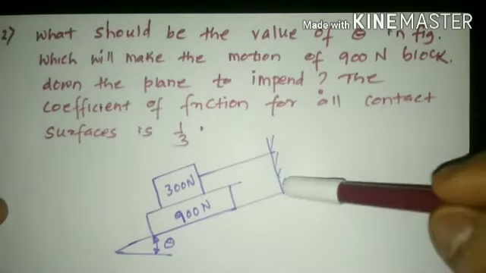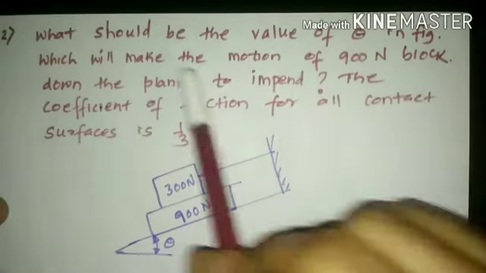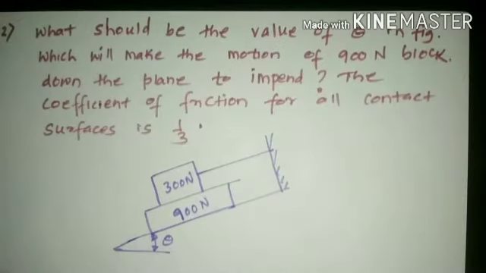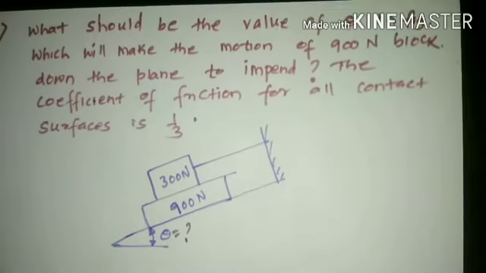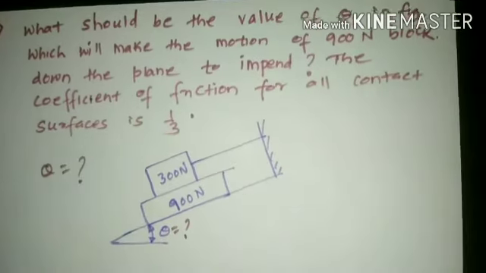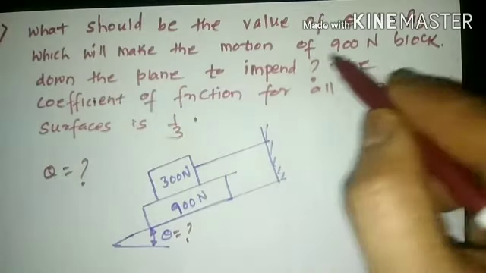So this is the given statement of the problem diagram, and we'll look at the statement of the problem now. The statement says: what should be the value of theta in the figure? So the value of theta itself should be determined. It is the unknown parameter. What we need to determine is the value of theta, which will make the motion of the block 900 Newton down the plane impend.